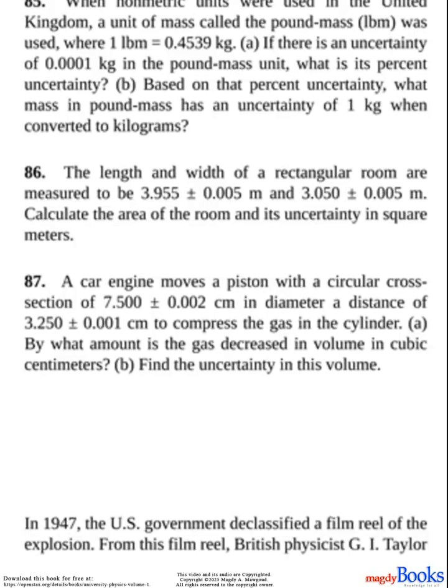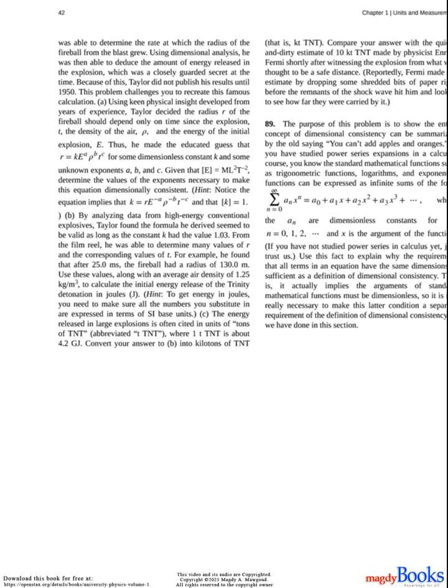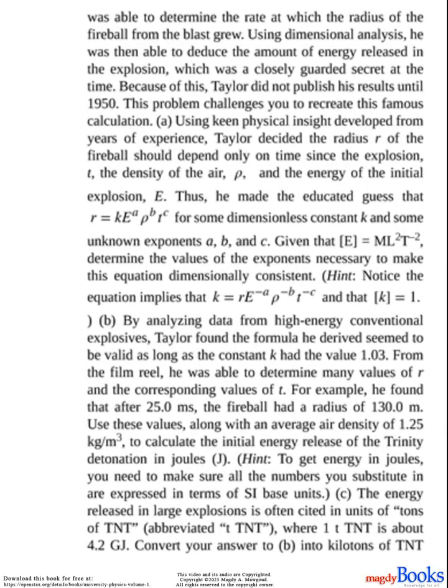From this film reel, British physicist Graham I. Taylor was able to determine the rate at which the radius of the fireball from the blast grew. Using dimensional analysis, he was then able to deduce the amount of energy released in the explosion, which was a closely guarded secret at the time. Because of this, Taylor did not publish his results until 1950. This problem challenges you to recreate this famous calculation.